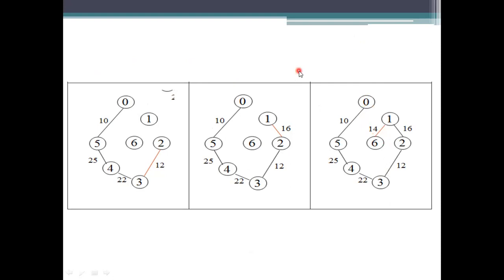In Prim's algorithm, what we are doing is drawing a minimum spanning tree from the given graph. We have many spanning trees for that, because it is a subset of the graph. It includes all the vertices, but only some edges, where it should not form a cycle.